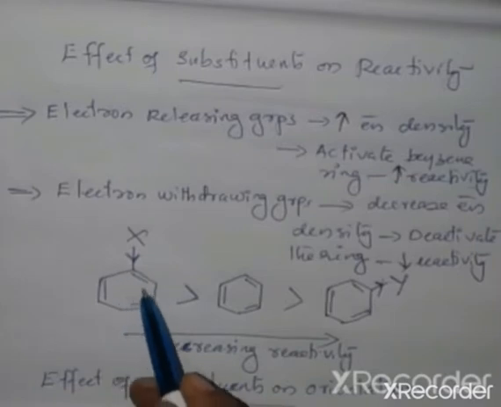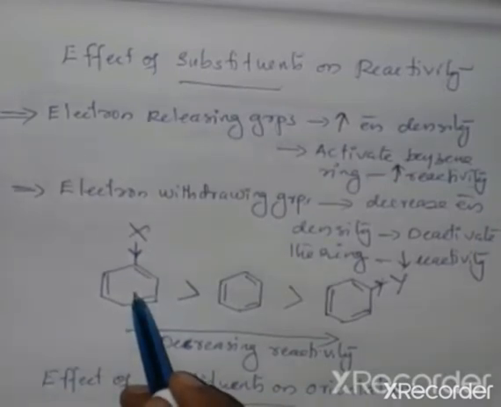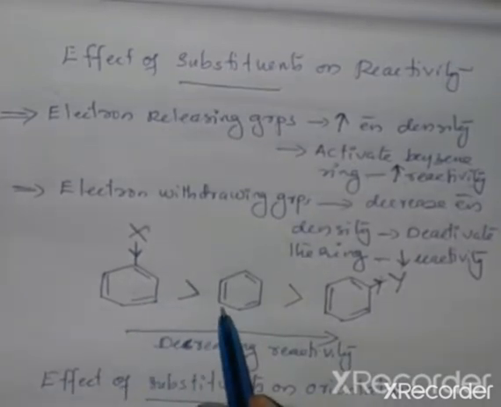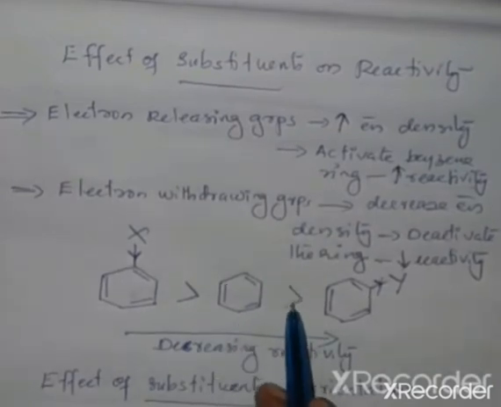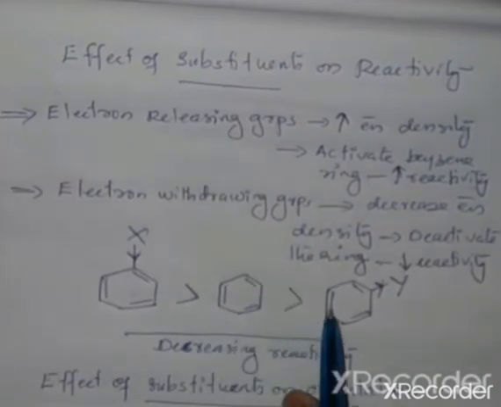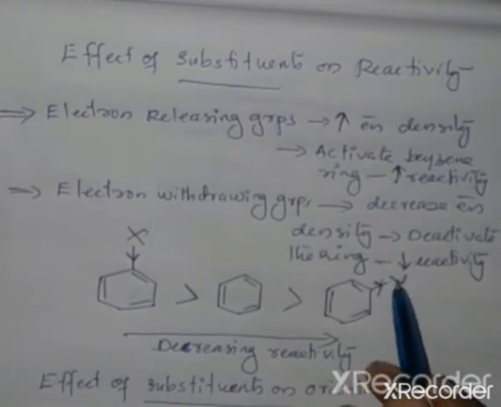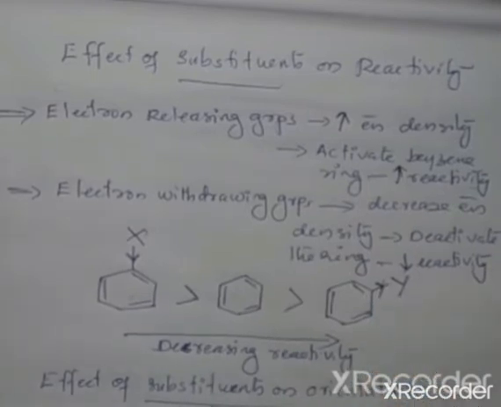The electron releasing group substituted compound has the greatest reactivity. Benzene has higher reactivity than the benzene derivative in which an electron withdrawing group is attached. Then in today's class we will discuss the effect of substituents on the orientation.